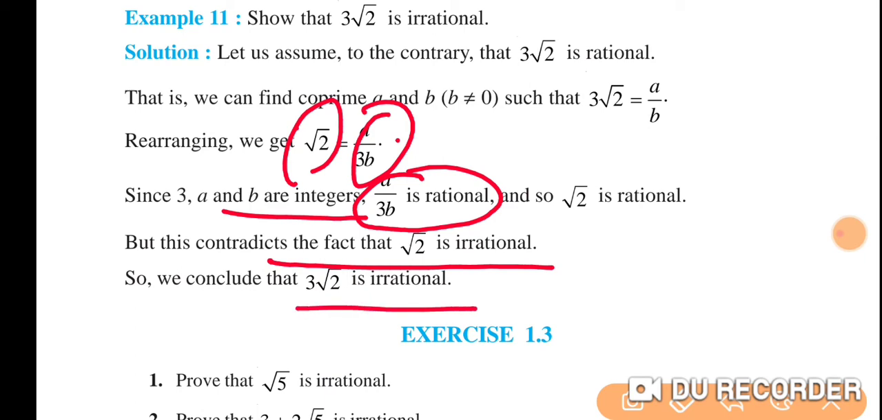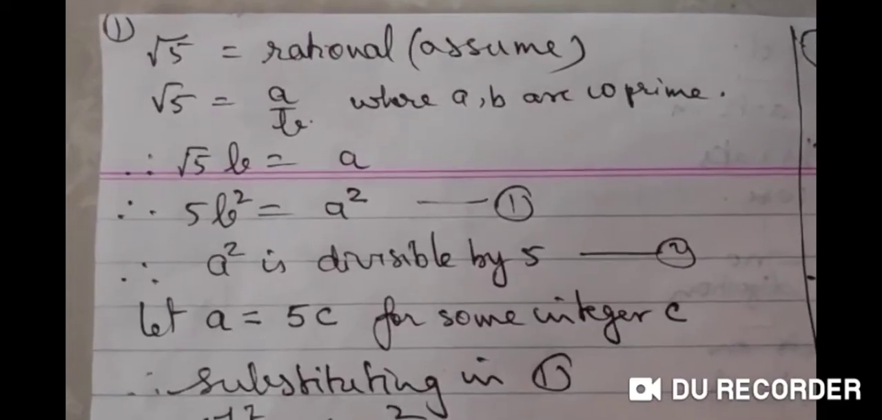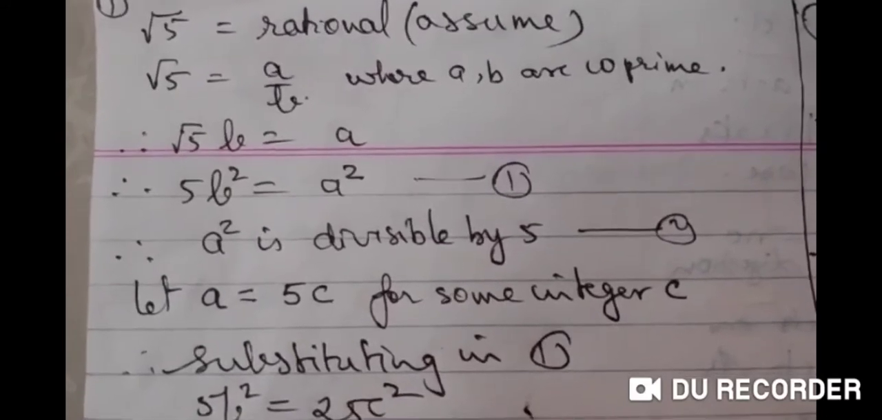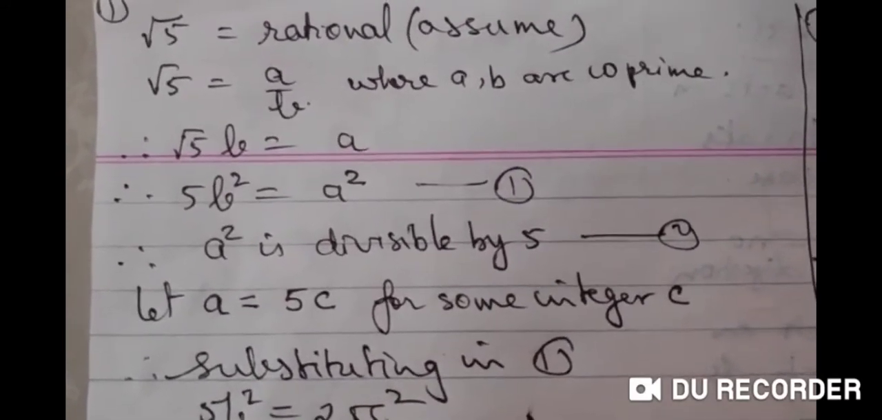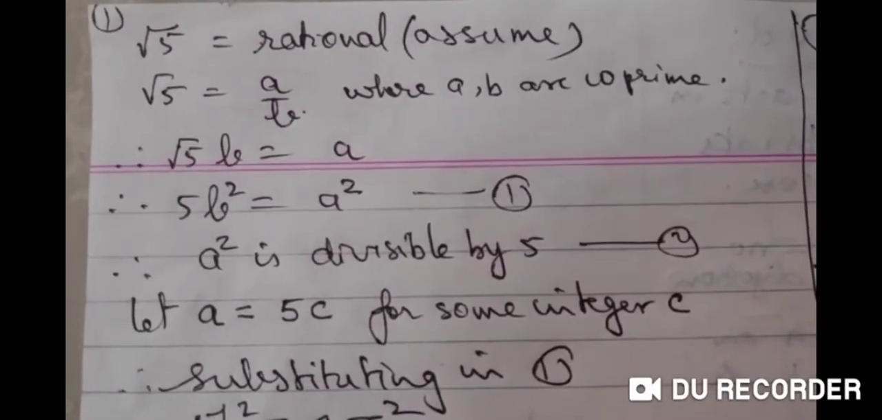Is that point clear? Now, we'll move into exercise 1.3 and try to solve the sums which are based on these examples that I have explained just now. In exercise 1.3, we'll take up the sums after understanding the examples. The question says: prove that root 5 is irrational.